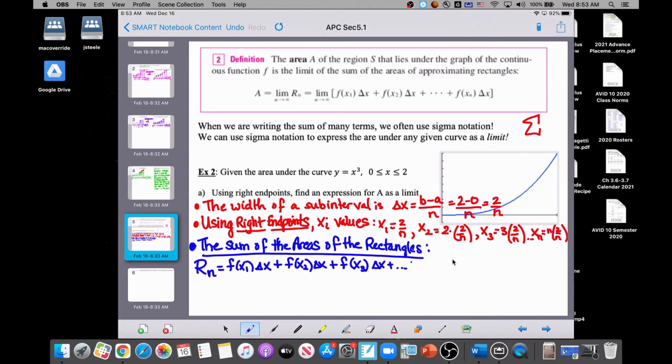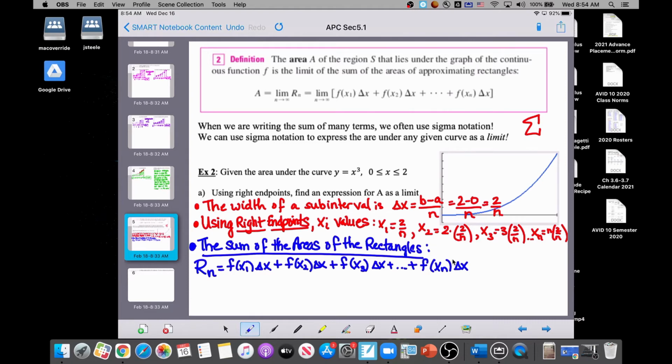And the third rectangle would be the height of the third rectangle times our delta x. And again, we could keep going and going. And the area of our final rectangle would be the height of the nth rectangle times delta x. But we know what delta x is. Delta x is 2 over n. And we have an expression for our endpoints, or our x sub i values, so that's our heights, or our f of x1, our f of x2, so on and so forth.